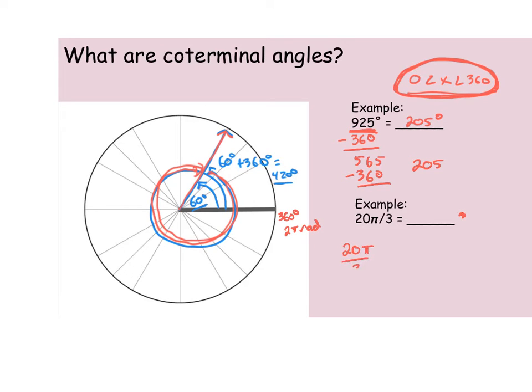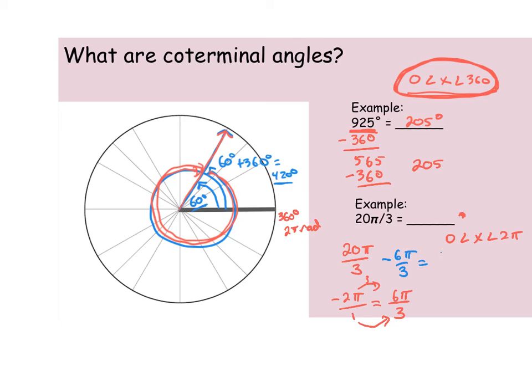So if I start with 20 pi over 3, I want to subtract 2 pi. Well, in order to subtract fractions, I need to have a common denominator. So I need to write an equivalent fraction to negative 2 pi that has a 3 on the bottom. I get that by multiplying the bottom by 3, which means I have to multiply the top by 3 as well, which will give me 6 pi. So I'm going to be subtracting 6 pi over 3 each time until I get to a number that's between 0 and 2 pi.